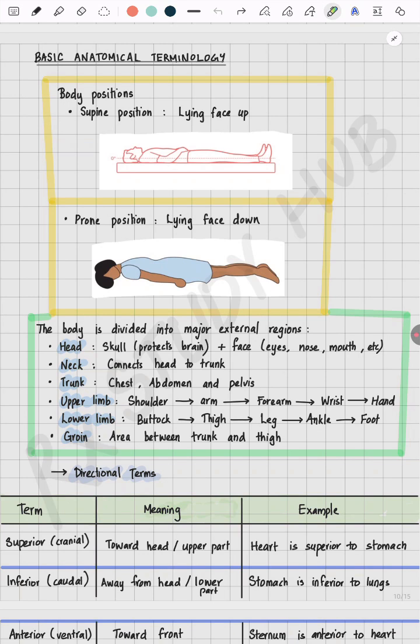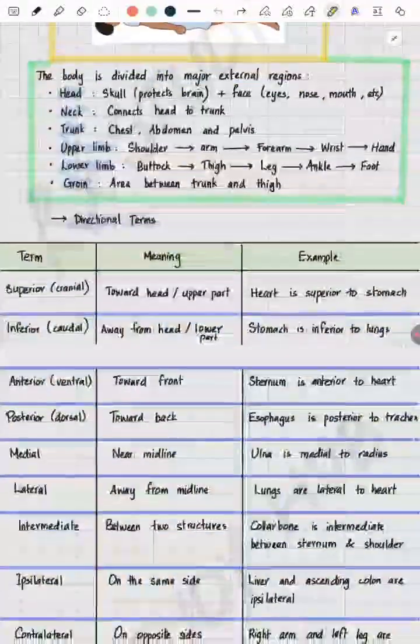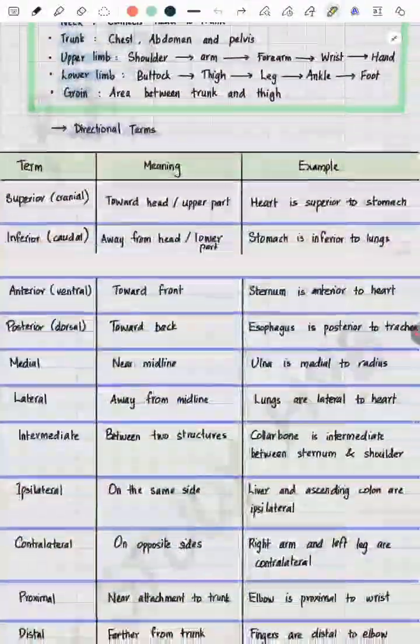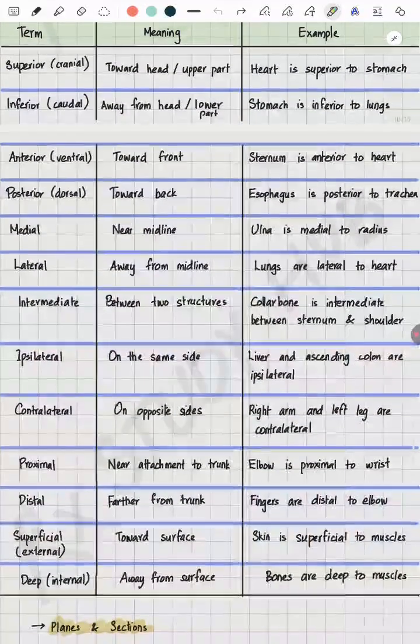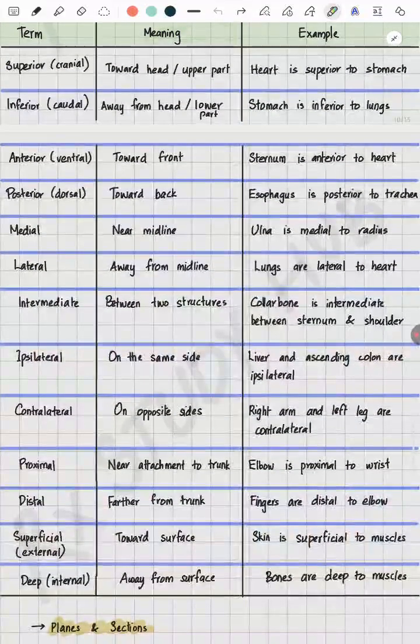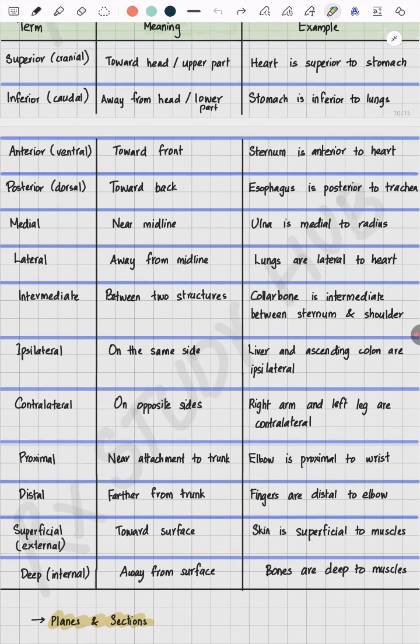We use directional terms like superior, inferior, anterior, posterior, medial, lateral, proximal, distal, superficial, and deep to describe the exact locations of structures. We also use body planes such as sagittal, frontal, and transverse planes to describe how the body is divided.